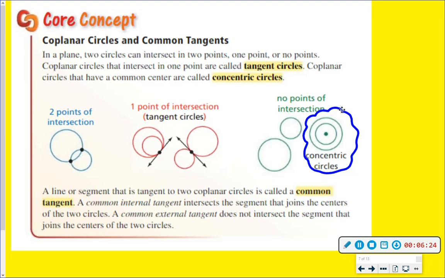All right, a line or a segment, of course, that is tangent to 2 coplanar circles is a common tangent. A common internal tangent intersects the segment that joins the centers of the 2 circles. A common external tangent does not intersect the segment joining the centers of the 2 circles. So just some different things to talk about when you look at how 2 circles could intersect.